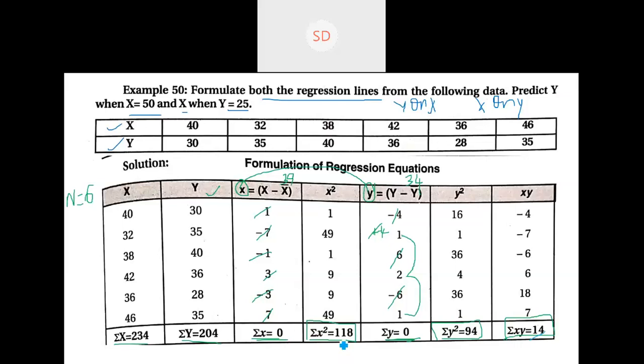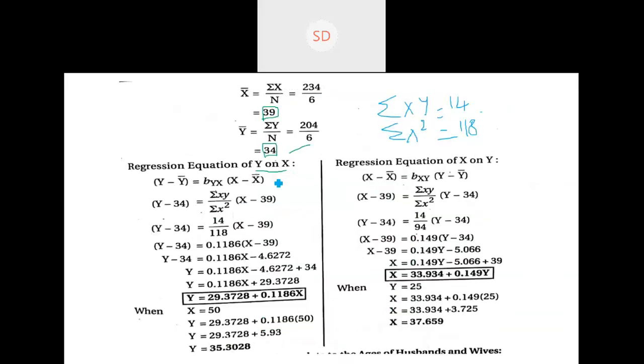Okay, 14, 118. Then, so y minus y bar, 34, is equal to sigma xy, 14, divided by x square, 118, into x minus 39. 39, how did we get? X bar, that is given here. Then, next step. Now we have to first divide these two numbers. So we get 0.1186. In the next step, let us remove all the brackets that are there in the equation.